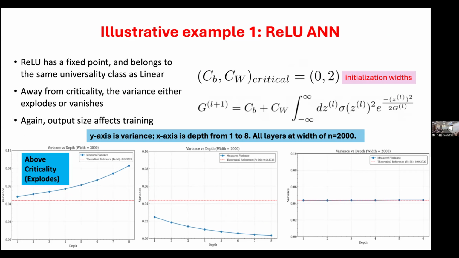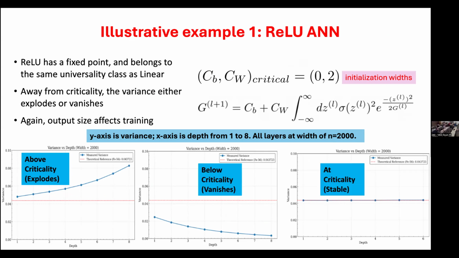And if we are above those values, our variance is going to explode. If we're below those values, it's going to vanish. And if we are at those values, we get a stable variance. And so this, again, is going to help mitigate any exploding or vanishing gradient issues when we're training.